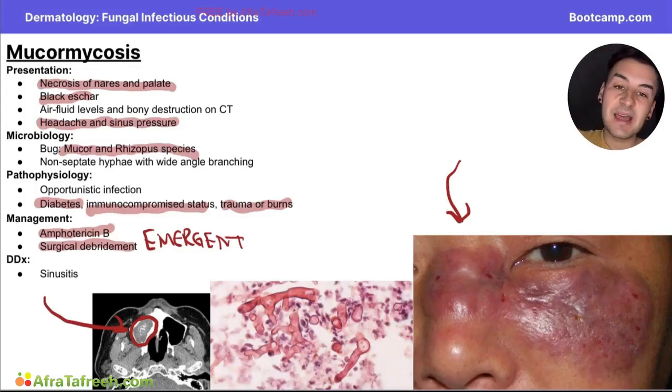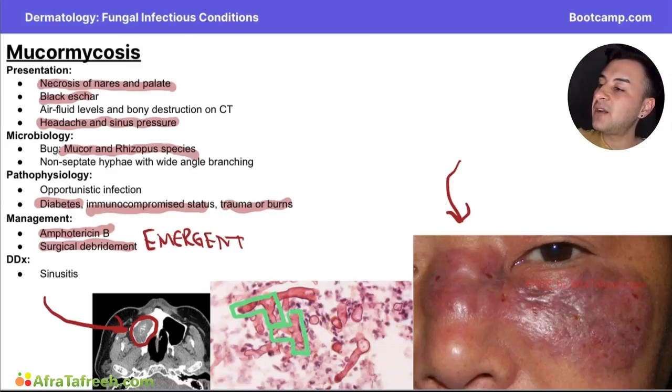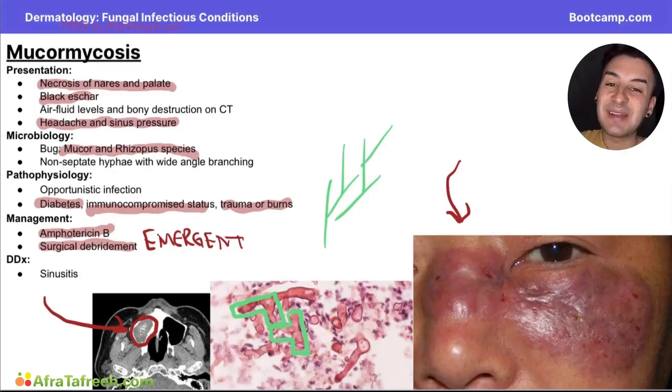Additionally, one thing that questions might try to trip you up on or give you a clue is what this looks like under microscopy. So these are described as non-septate hyphae with wide angle branching. And the wide angle essentially means that these fungi branch at a 90-degree angle. And you can appreciate the 90-degree angles that I drew here, as opposed to other fungi which might grow with a much narrower acute angle growth pattern. So that's another thing to look out for so you can nail this on test day.